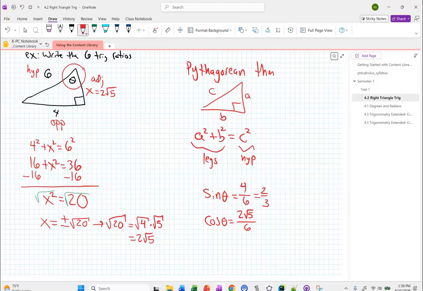Can reduce again here, right? There's a factor of 2 on top and a factor of 6 on bottom. They both are divisible by 2. So I can just write that as root 5 over 3. Everybody okay with the reducing that I did there? You just kind of ignore the square root and reduce around it, right?